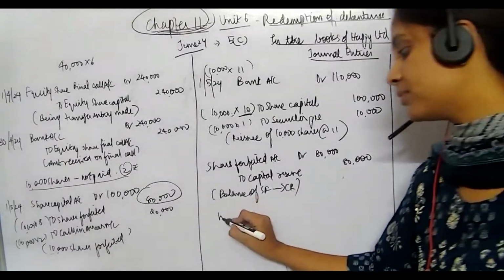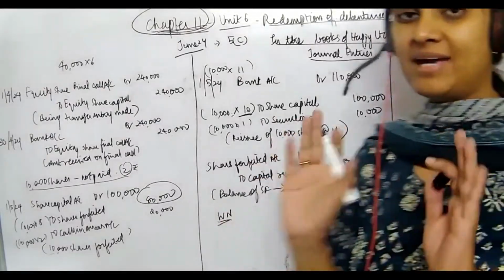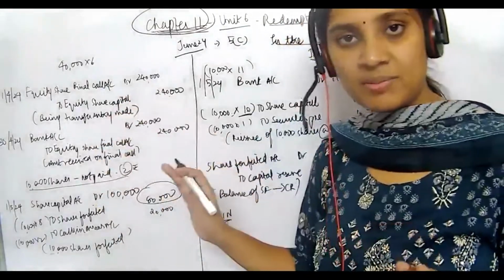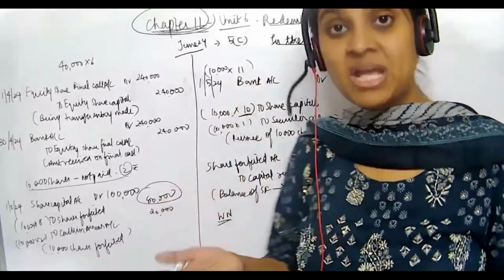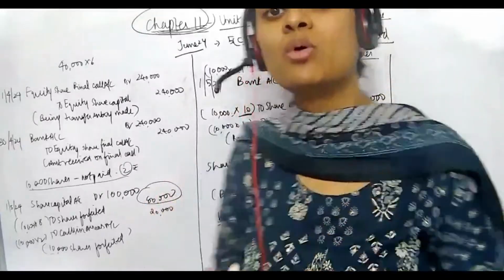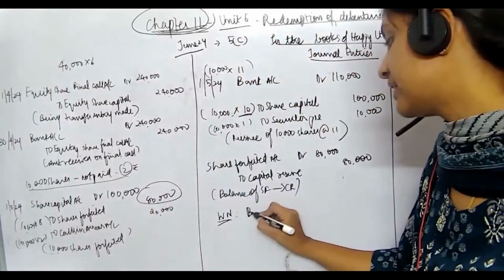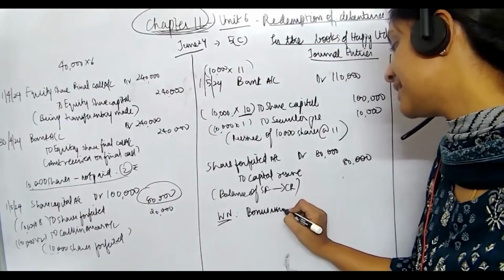Okay, now come to the working note. Madam, I have now made the final call over. I have forfeited the shares, I have reissued the shares. Now I am going to do a bonus issue. So come to the working note. What is the bonus ratio?